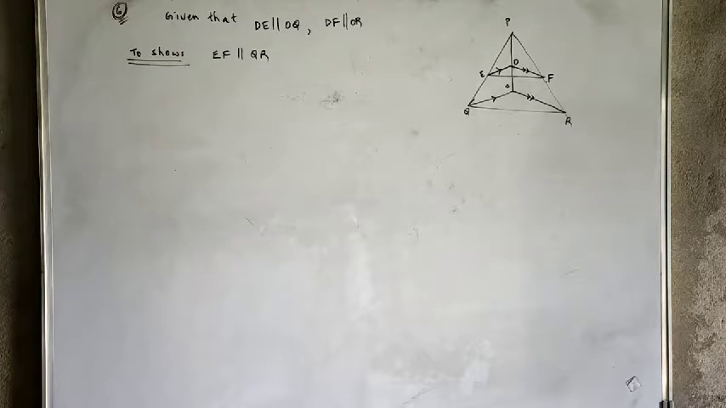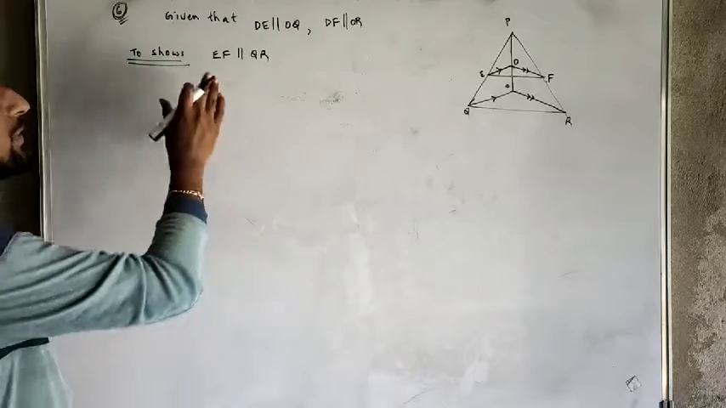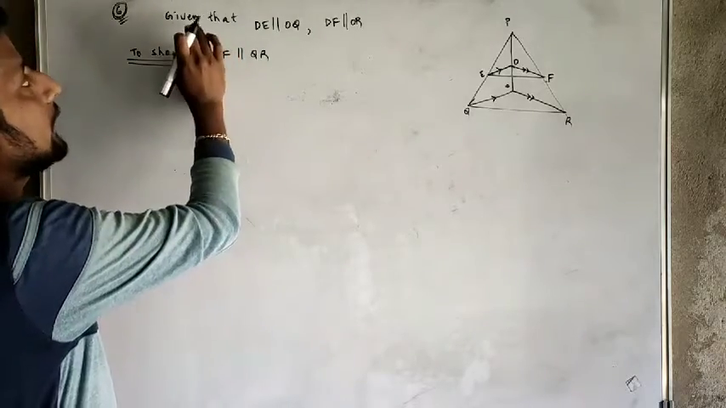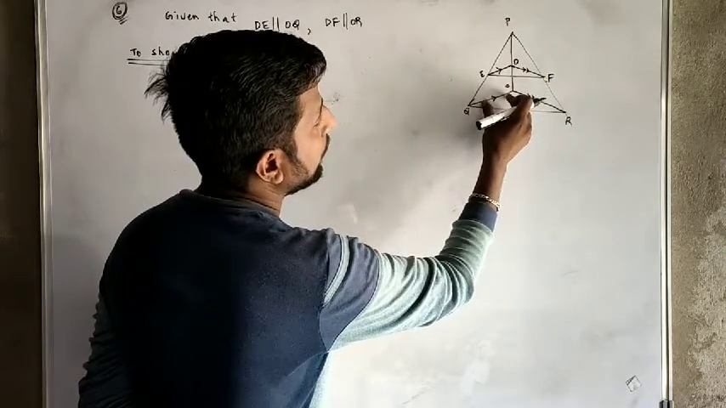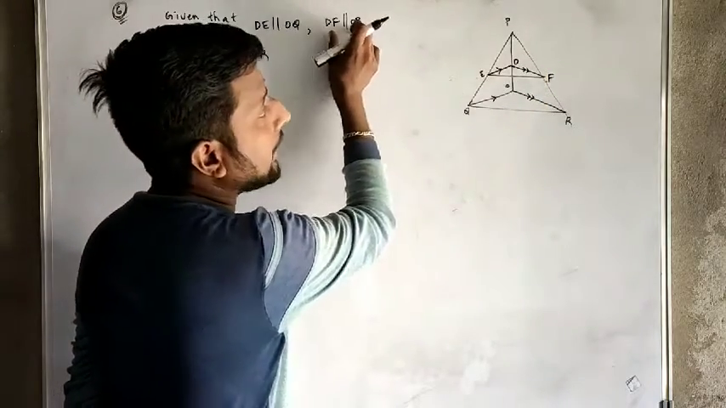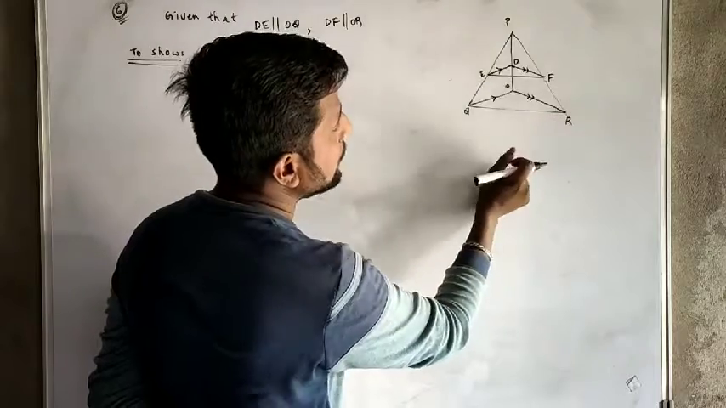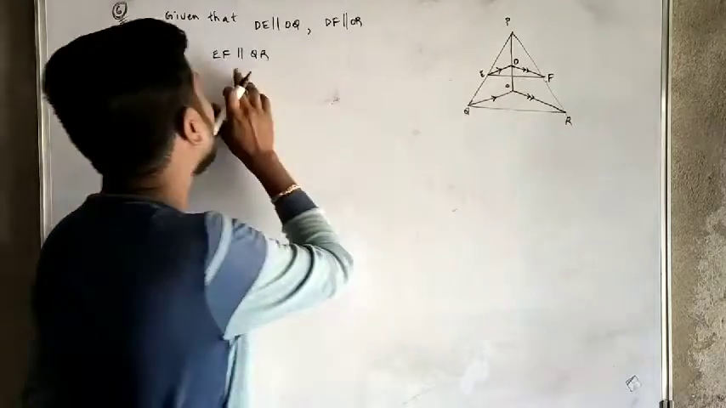Welcome back, children. So from exercise 8.1, sixth problem we are going to discuss. The given thing is DE parallel to OQ. The DE side is parallel to OQ side and DF parallel to OR. Then show that EF line and QR line are parallel.